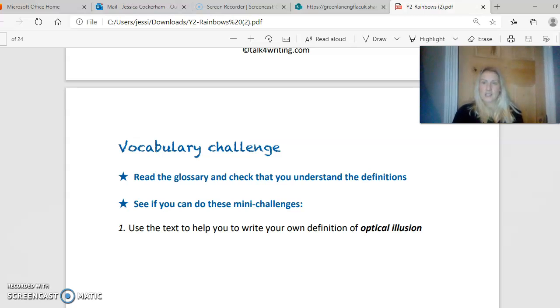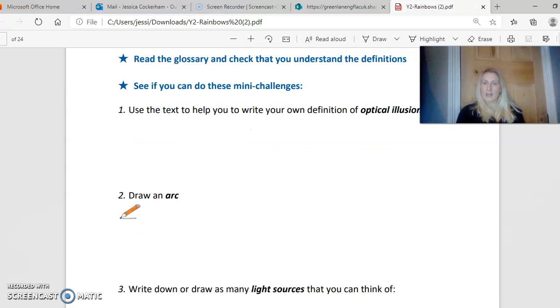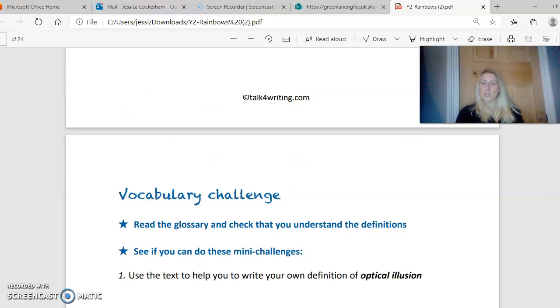Now your challenge today is this: to read the glossary and check you understand the definitions, so you understand what those words mean. So see if you can do these mini challenges. It's got here, use the text to help you write your own definition of optical illusion. So you could write what the word optical illusion means in your own words, okay? So what did we say it meant, optical illusion?